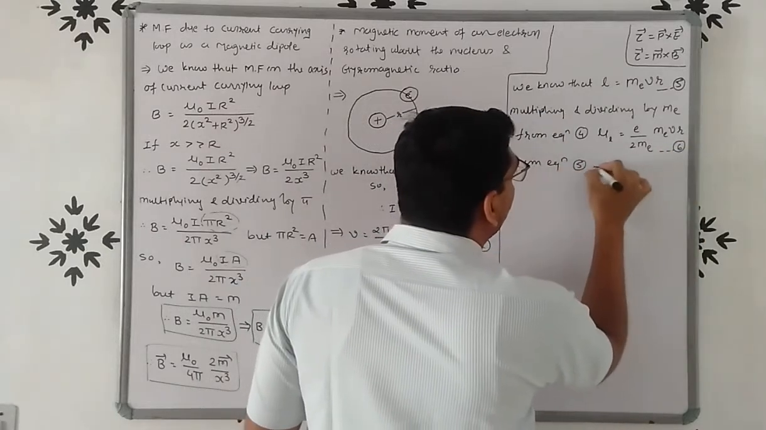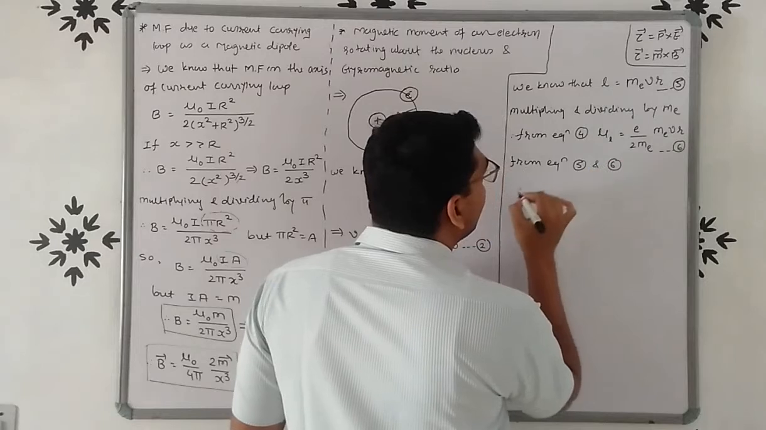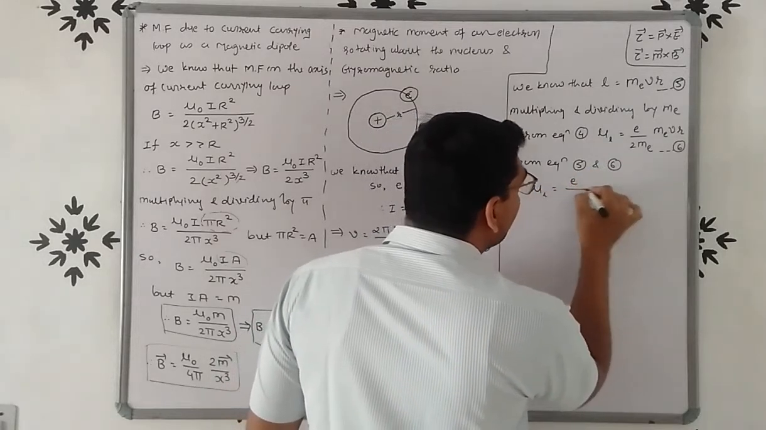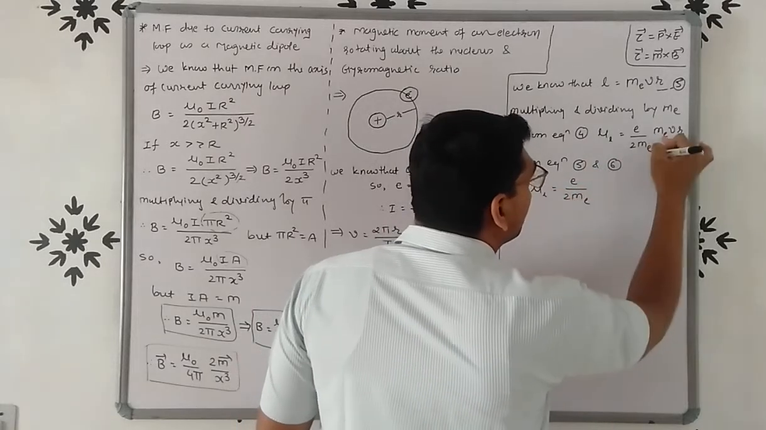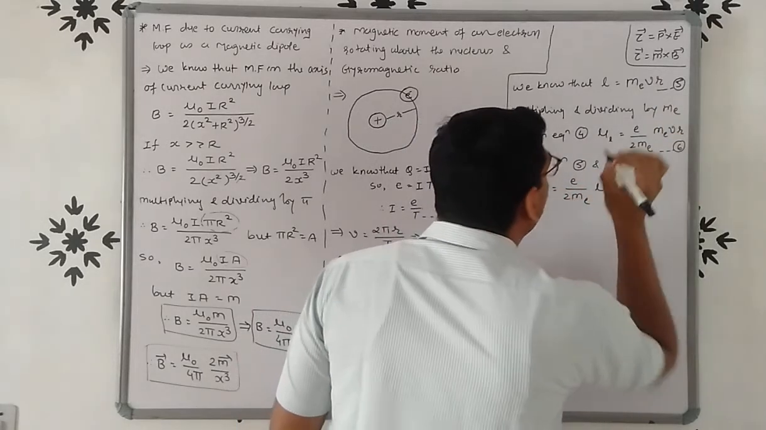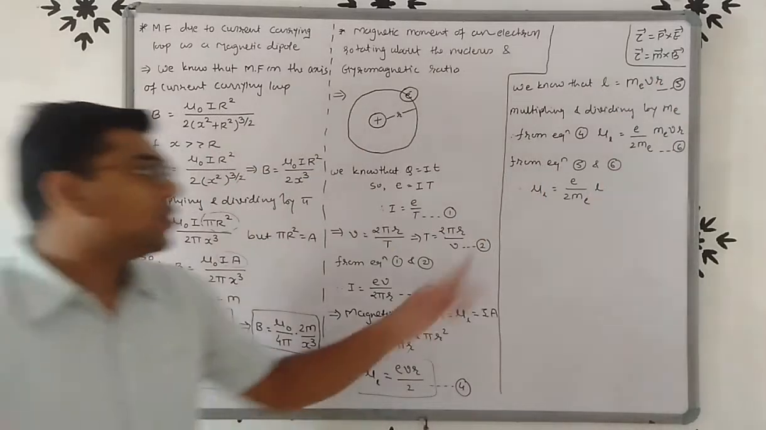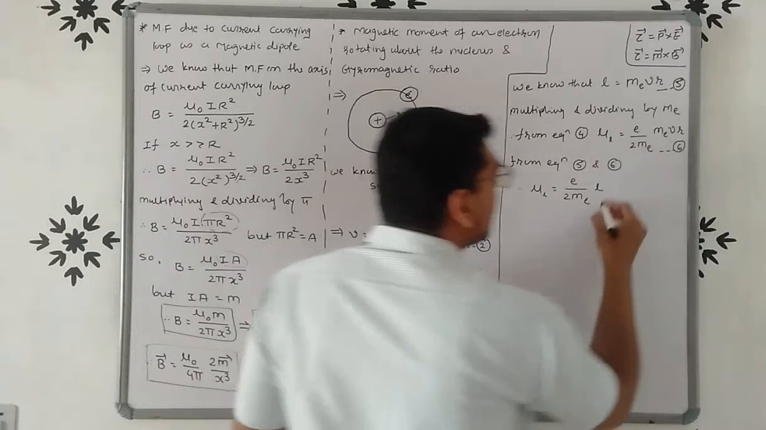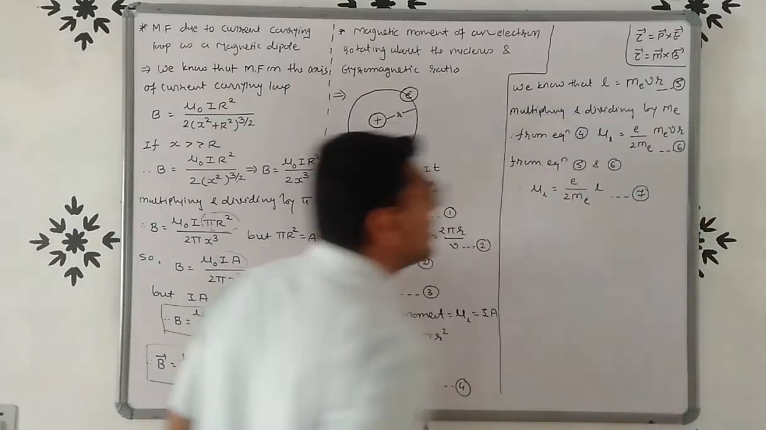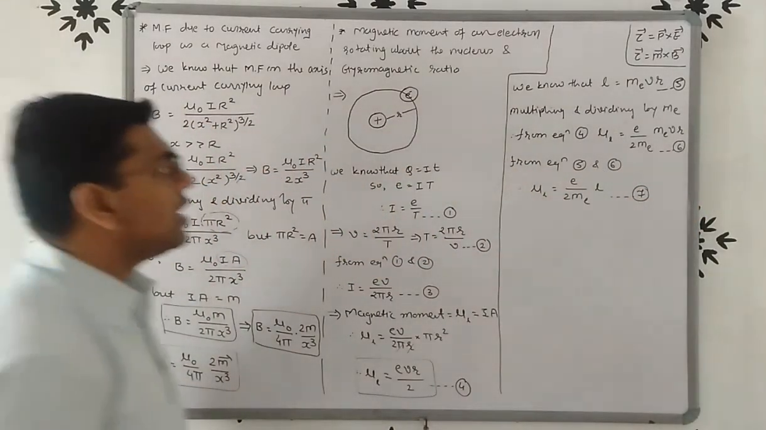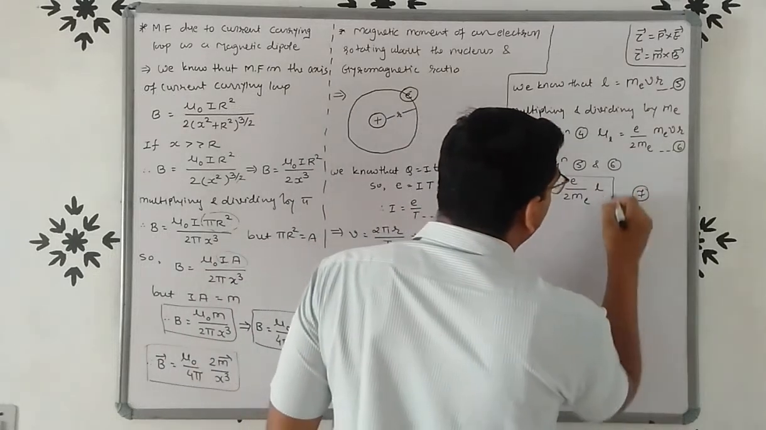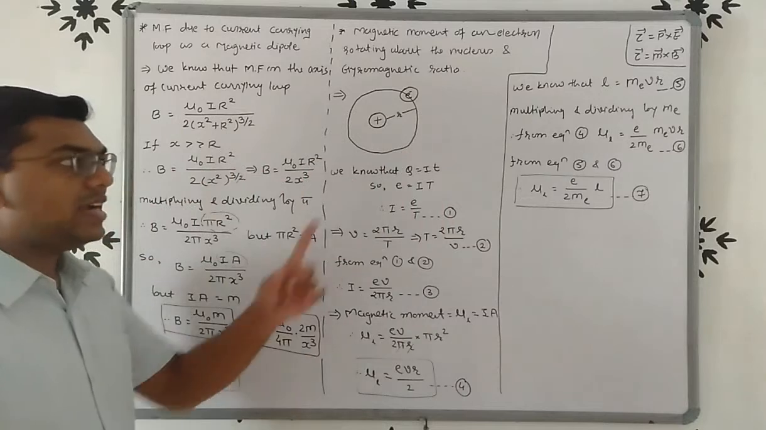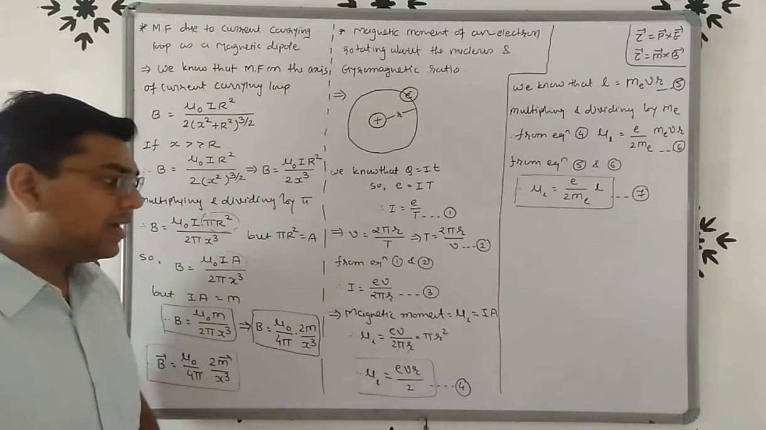So from equation number 5 and 6, we get mu L, that is moment, is equal to e by 2 m e, and m e v r, that is angular momentum L. So mu L is equal to e upon 2 m e into L. This is equation number 7. So the equation of moment is equal to e by 2 m e into L, that is in terms of angular momentum.